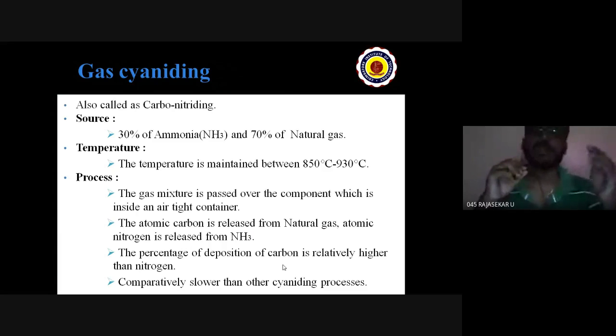Since the amount of ammonia in the mixture is comparatively lower than the natural gas, the percentage of carbon deposition is relatively higher, because the source for carbon is higher than for nitrogen. It is comparatively slower than the other cyaniding processes.